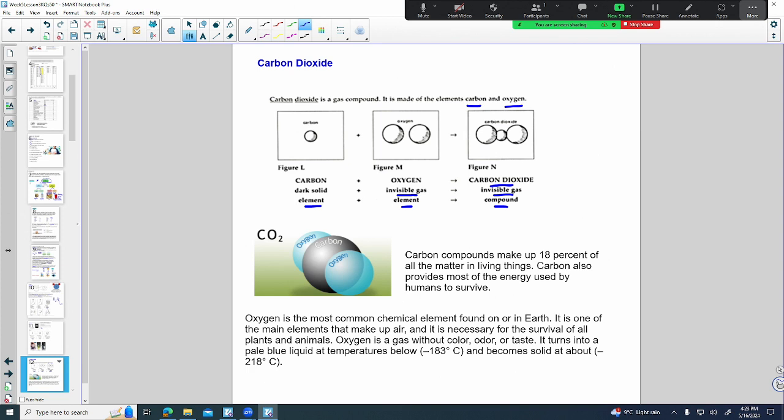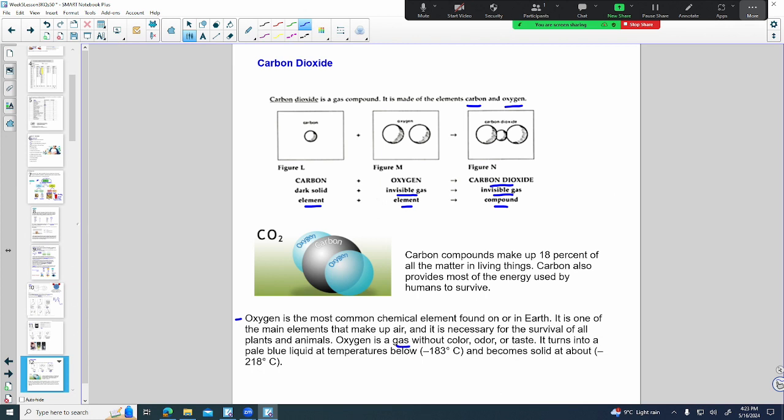Carbon compounds make up 18% of all the matter in living things, and carbon is also used by humans to survive because it provides most of the energy. Oxygen is the most common chemical element found on or in Earth. It's one of the main elements that make up air, which is necessary for the survival of all plants and animals.